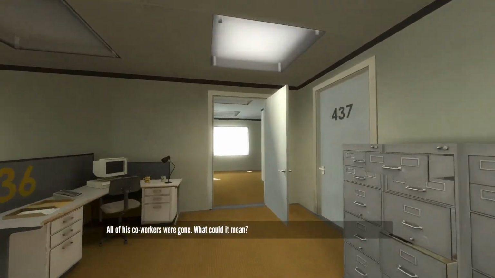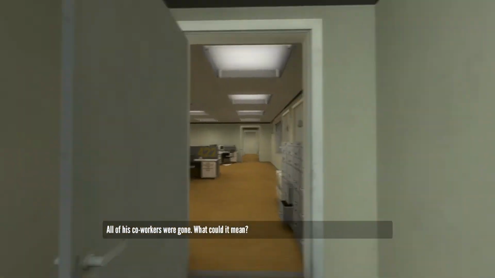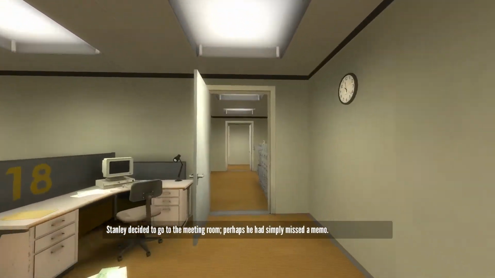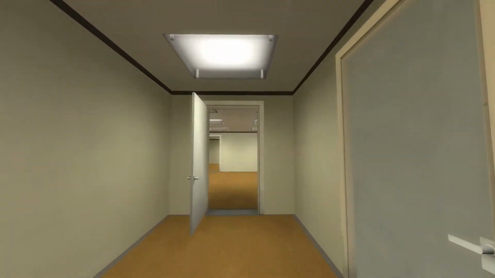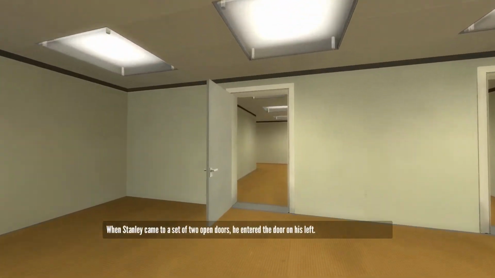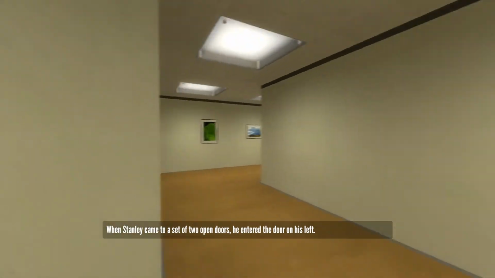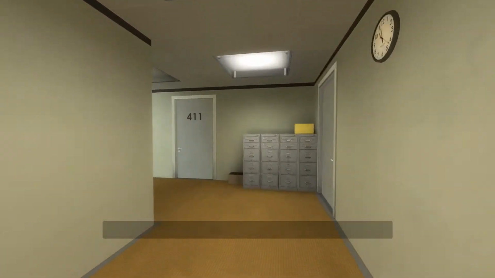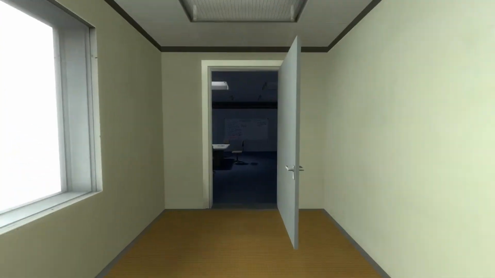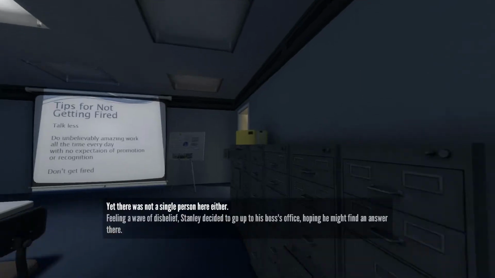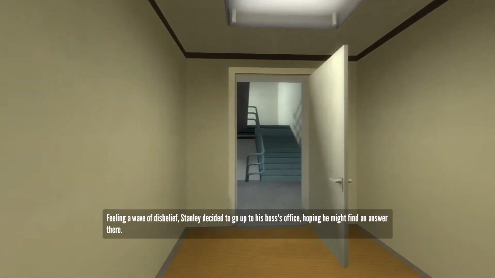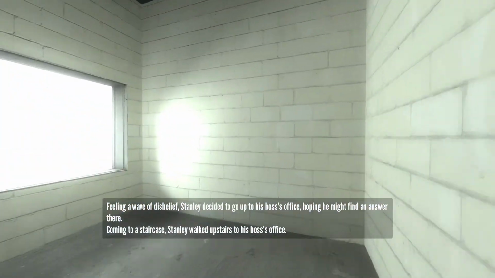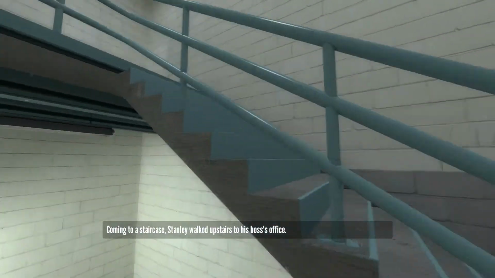All of his co-workers were gone. Now, what could it mean? Stanley decided to go to the meeting room. Perhaps he had simply missed a memo. Let us do a thing. When Stanley came to a set of 2 open doors, he entered the door on his left. Yet there was not a single person here either. Feeling a wave of disbelief, Stanley decided to go up to his boss's office, hoping he might find an answer. Coming to a staircase, Stanley walked upstairs to his boss's office.